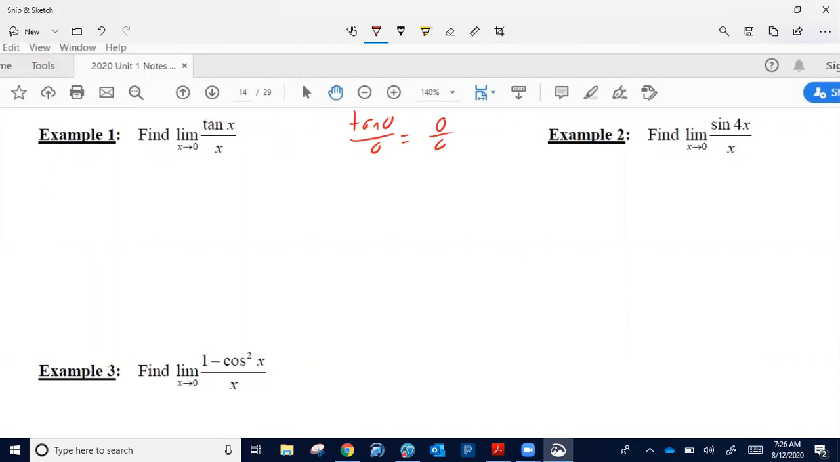But I know from trigonometry class that tangent is equivalent to sine over cosine. So I have sine over cosine all over x. With some manipulation, dividing fractions means I can multiply by the reciprocal of the denominator. You're going to get sine over cosine times 1 over x.